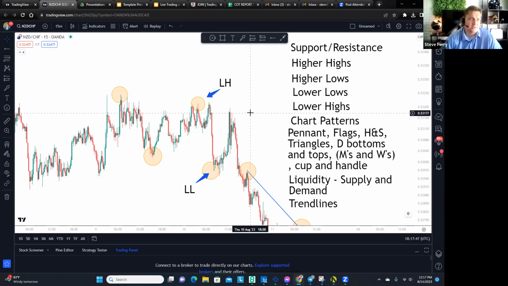What really matters is what we've been talking about. Wesley brought it up, break of structure. You want to look at trend lines. You want to look at liquidity zones. Even the higher highs, higher lows, lower lows, and lower highs. That matters more than a chart pattern, I'm telling you.